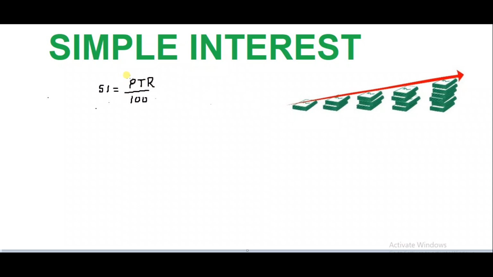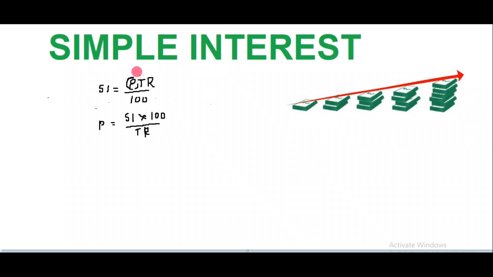Sometimes they will ask what is the principal amount. If they ask for the P value, you can simply send all the remaining terms to the left hand side. First, P equal to: if you send 100 to this side, it will become multiply. Simple interest into 100. Next, send this TR. Here P into TR, it will become division. SI into 100 by TR. So P equal to SI into 100 by TR.